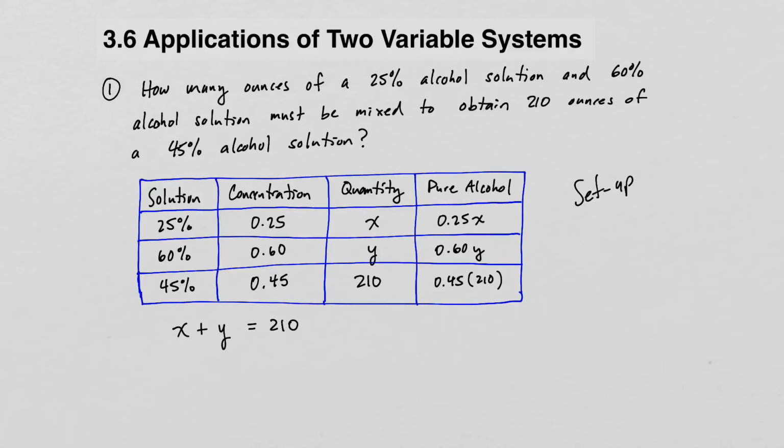Now, in very much the same way, we're going to add the pure alcohol from the two mixtures that are being mixed together, and that should equal the pure alcohol in our final mixture. And so for the pure alcohol, it's 0.25 times X plus 0.60 times Y is equal to 0.45 times 210.